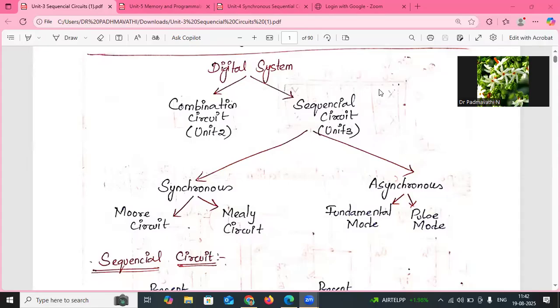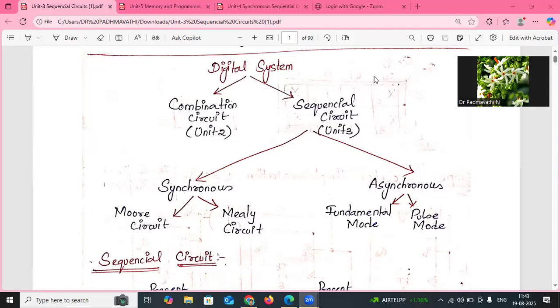Good morning, students. Today in this video, we are going to discuss the basics of sequential circuits. In general, a digital system can be classified into two types: one is the combinational circuit, and the other is the sequential circuit. So far we have discussed what a combinational circuit is, examples of combinational circuits, and the basics of number system conversion. Now we are going to discuss the basics of sequential circuits.